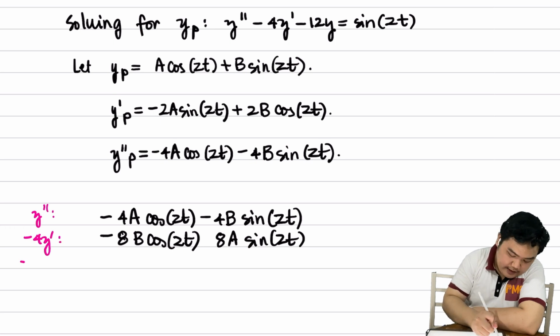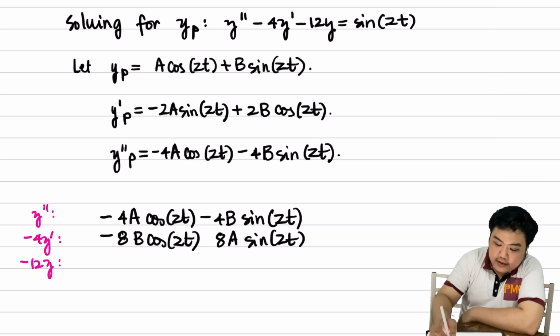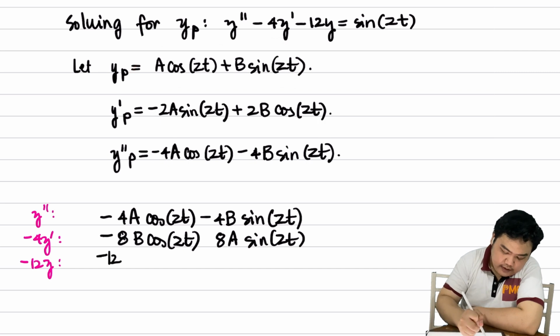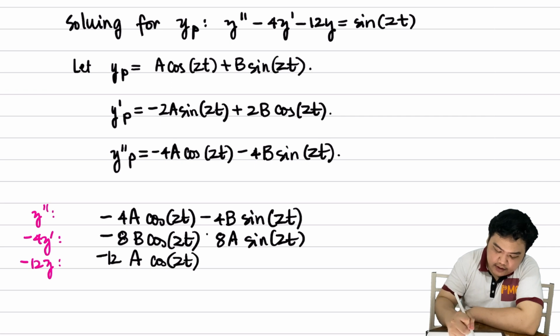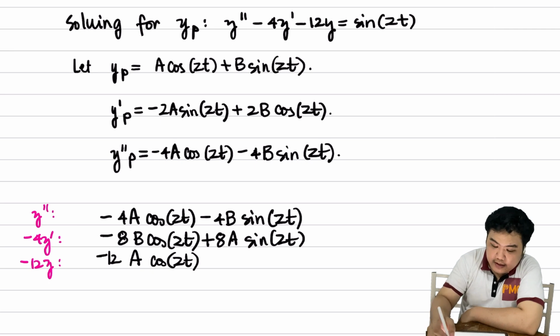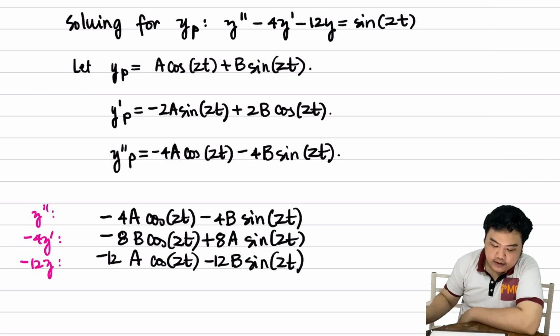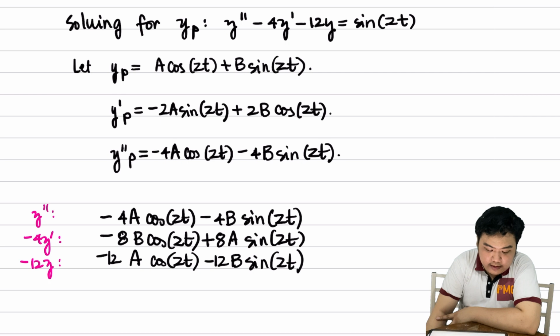Okay, so the last one, negative 12y. So, let us multiply this by negative 12. We have negative 12a cosine 2t, plus, and then times negative 12, negative 12b sine 2t. Okay, so let me recheck, maybe I made a mistake. Okay, it looks like it's correct.